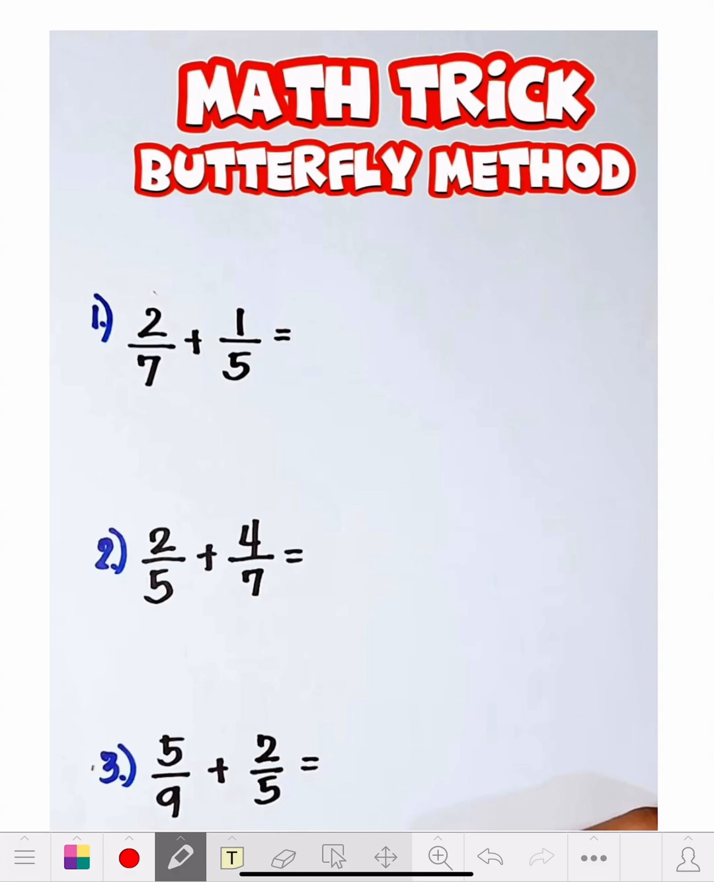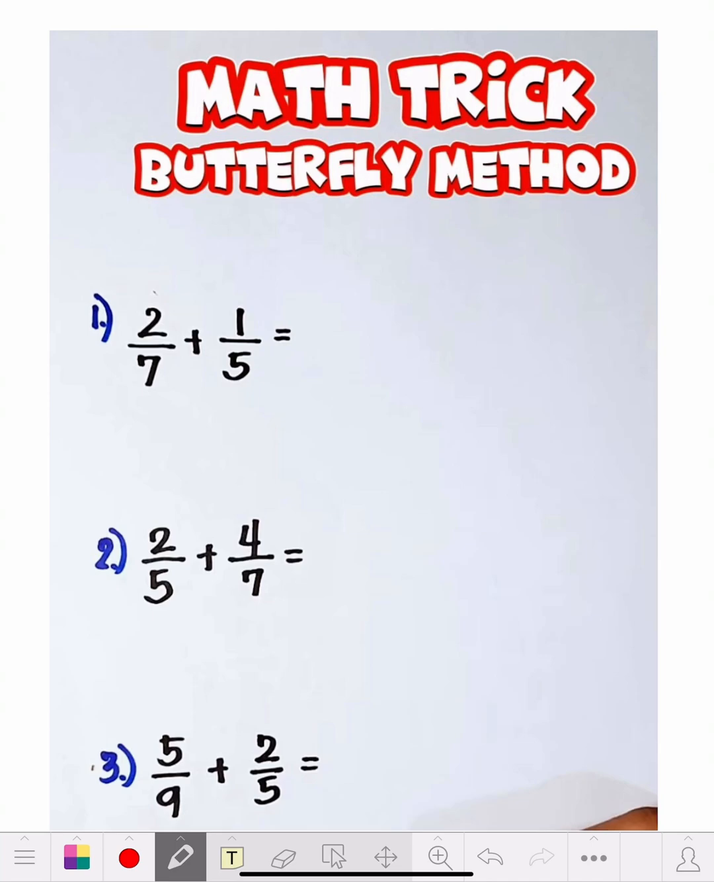The problem we have today, truthfully, they call it a math trick, the butterfly method, okay? I'm going to show you how we could solve this. It's 2/7 plus 1/5. It equals what? What we have to get is the denominators to be the same. It's got to be the same number, so we have to look for something that both of them go into.